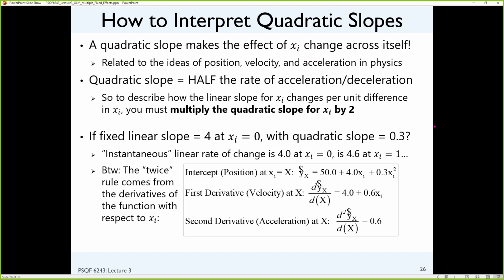So a quadratic effect of a predictor implies that the slope of that predictor changes across the levels of the predictor. The slope that you get for the squared coefficient itself, the beta 2, is actually half of what is known in physics terms as the rate of acceleration or deceleration. So linear is like velocity, quadratic is like acceleration, except the slope that's given to you directly is only half of that. So to get to the full amount of acceleration or deceleration, you have to multiply it by 2.